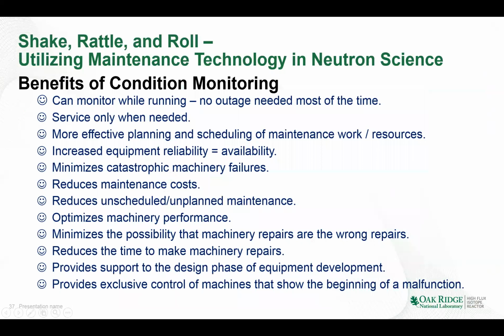When we get to the benefits of condition monitoring, we can monitor the machines while they're running, so in most cases we don't have to have an outage or an interruption of operations to do our measurements. We service it only when it's needed. We also have more effective planning and scheduling. We schedule our maintenance to our needs versus the machines telling us when we need to work on them. That's probably not the most accurate statement, because machines tell you when to work on them, but you can control when you want to work on them. Also, we increase our equipment reliability, minimize catastrophic failures, and reduce maintenance costs. And as I said a minute ago, we provide exclusive control of machines that show the beginning of a malfunction.